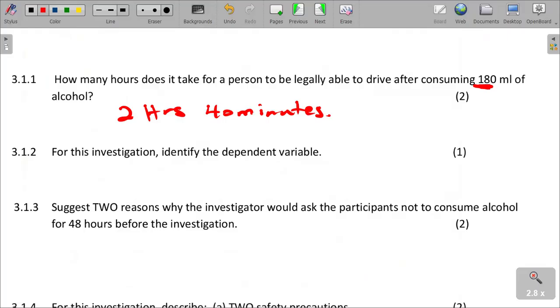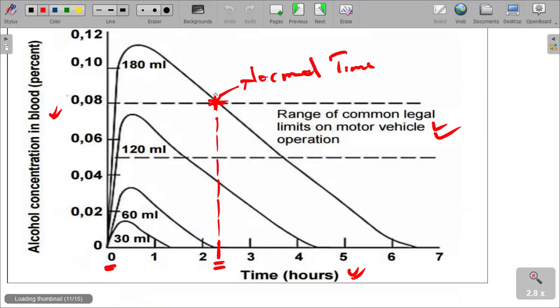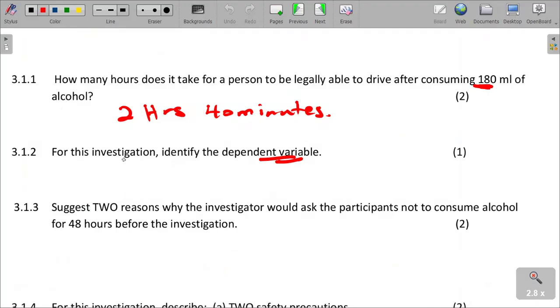And then from the graph, identify the dependent variable. I said these questions are very easy and you must not lose any marks. Identify the dependent variable from the graph. Dependent is on the vertical axis. That's what I always tell you. The dependent variable is always on the vertical axis. So the question is saying identify the dependent variable from this one.